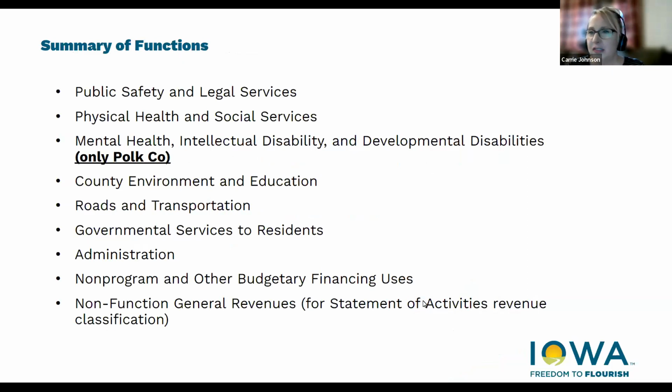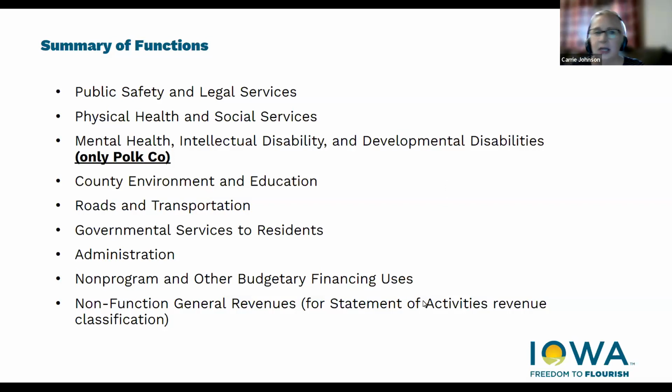So we have public safety and legal services, pretty straightforward there: sheriff's activities, county attorney activities, ambulance and emergency management, that sort of thing. Physical health and social services, pretty straightforward there. Mental health, that's really only at this point used by Polk County because for all other counties, your expenditures for mental health services are done by your region and tracked as far as activity type by the region itself, and they report to DHS. Polk County operates both as a county and a region, so they still have that expenditure type function. County environment and education, lots of different things that are included there.